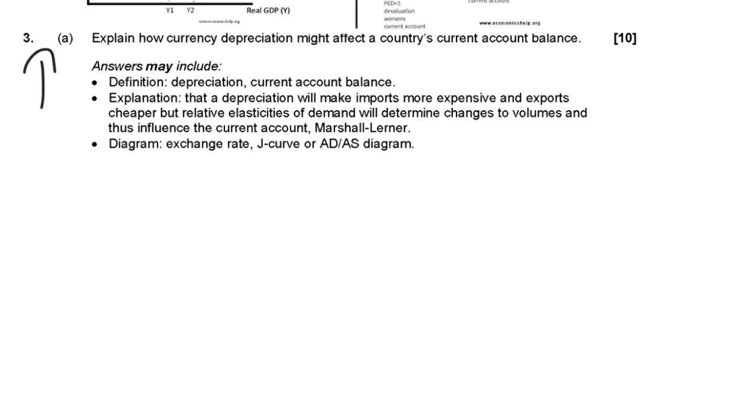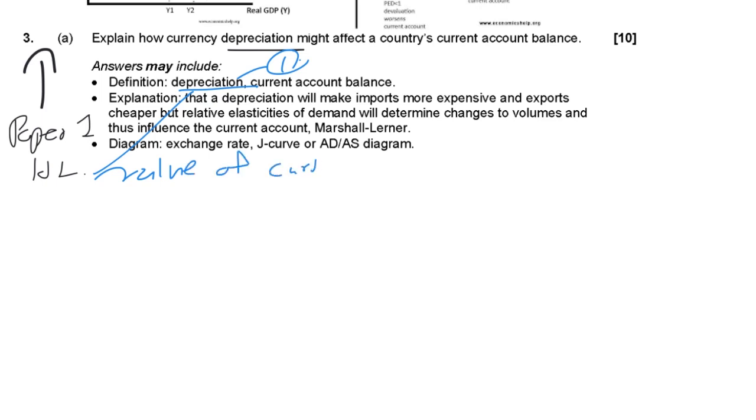Okay, question 3A. In this question, we are going to talk about depreciation. How would it affect the country's current account? Of course, first of all, we have to give definitions of two important terms. Number one, the meaning of depreciation. This is about the value of the currency dropping. This is the definition of depreciation.